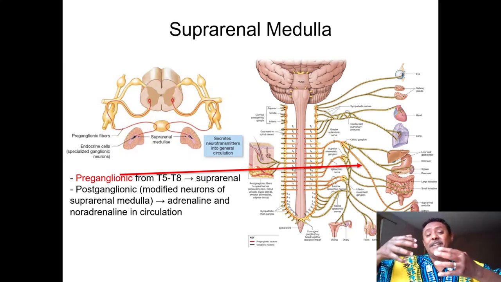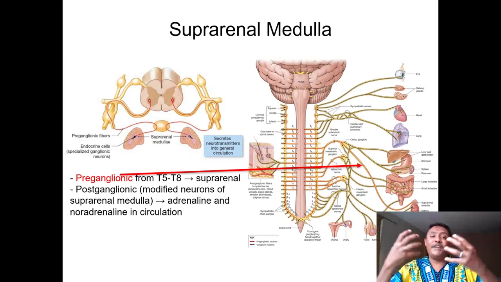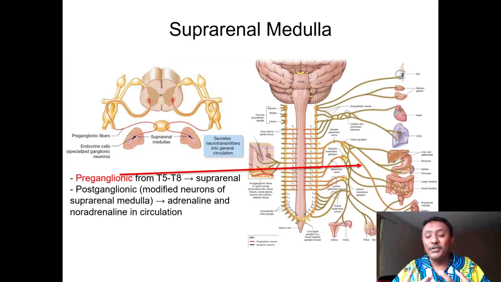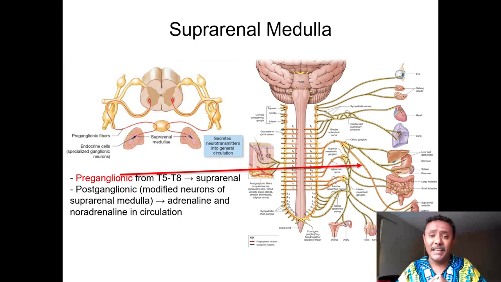Then after this synapsing, there will be a release of hormones, right? That's going to be the norepinephrine and epinephrine, or adrenaline and noradrenaline. They will be released into the circulation directly, and this will create what we call the mass effect of the sympathetic division of the autonomic nervous system. And this is unique to the sympathetic. We will not have a mass effect in the parasympathetic, right? And that's why the sympathetic lasts longer than the parasympathetic.